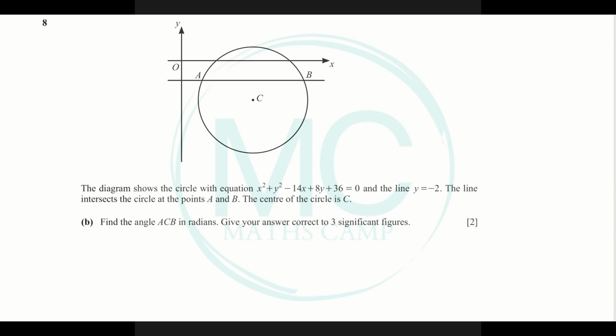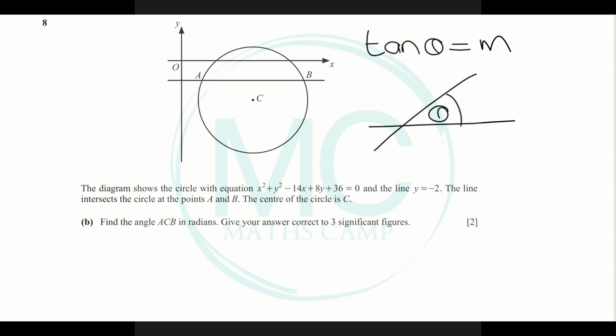Find the angle ACB in radians. Give your answer correct to 3 significant figures. Now, to tackle a question like this, we can use the tangent ratio because tan theta gives us the gradient of a straight line, m, as long as theta is an acute angle that lies between a horizontal line and a straight line. So theta will be over here.